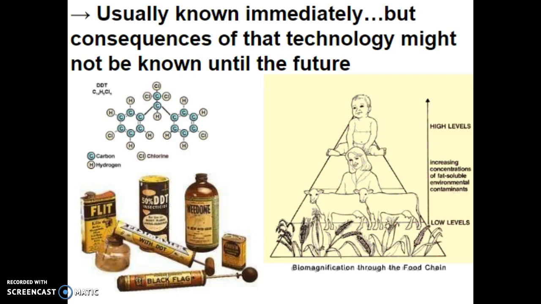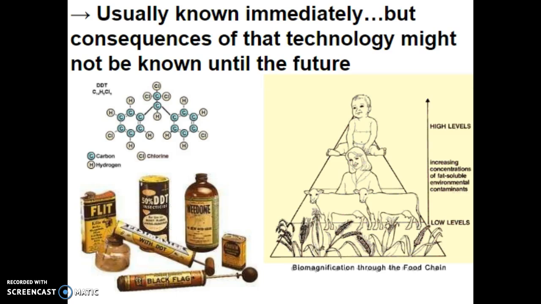Most of the time, there is a lot of research and development that goes into consequences for technology. So usually those are known immediately, but in some cases they may not be known until the future. An example of this was a chemical that was developed for a pesticide, and it was called DDT. And this chemical was the miracle insecticide, pesticide for farmers. They sprayed it on their crops, and they had zero crop damage by insects.